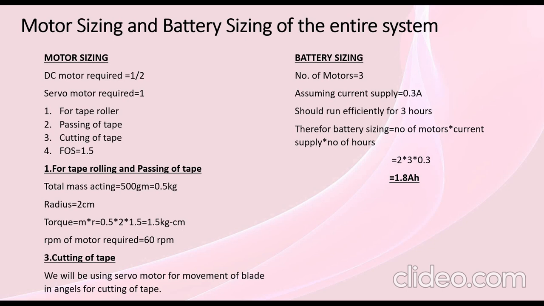Battery sizing. Number of motors in the system is 3. Assuming the current supply to be 0.3 amperes and the motor should run efficiently for 3 hours, battery sizing equals number of motors into current supply into number of hours, which is equal to 1.8 ampere hour.